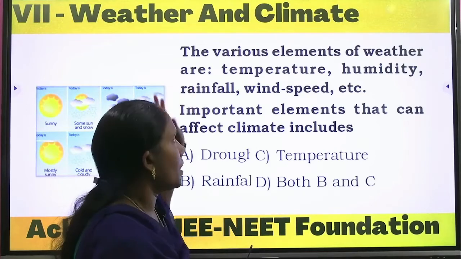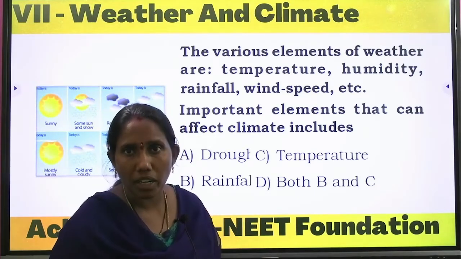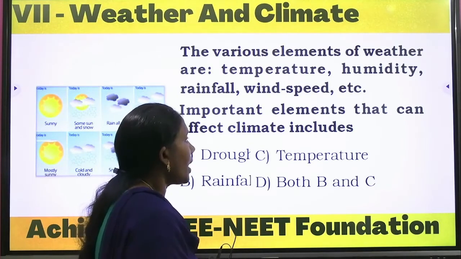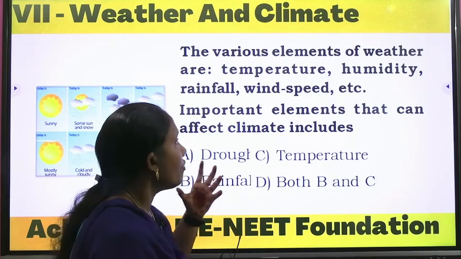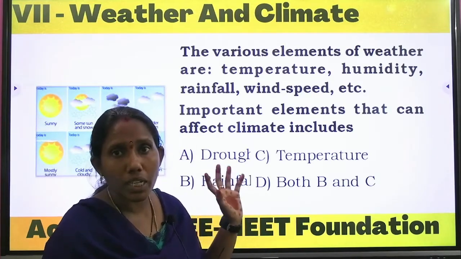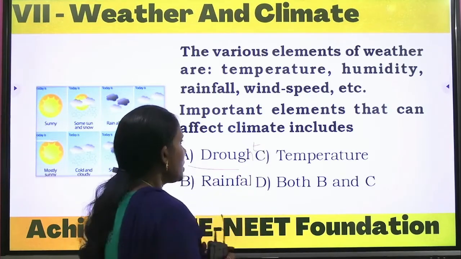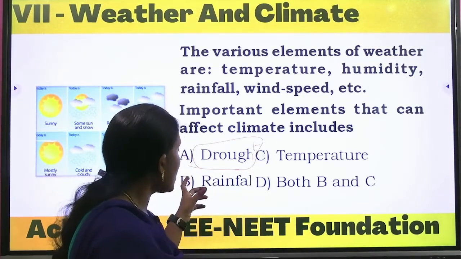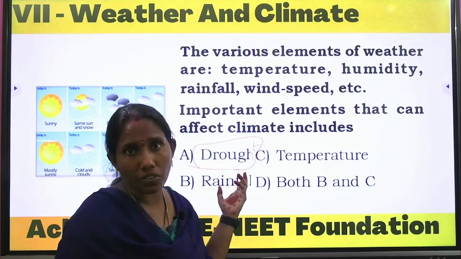The same paragraph, the various elements of weather are temperature, humidity, rainfall, wind speed, etc. That is the paragraph. From that, the third question. Important elements that can affect climate include, which are affecting the weather. So he is asking which of the following elements are affecting the climate. See here, this is droughts. Drought is not a weather element. Droughts are the undesired changes that occur in the atmosphere or in the weather.